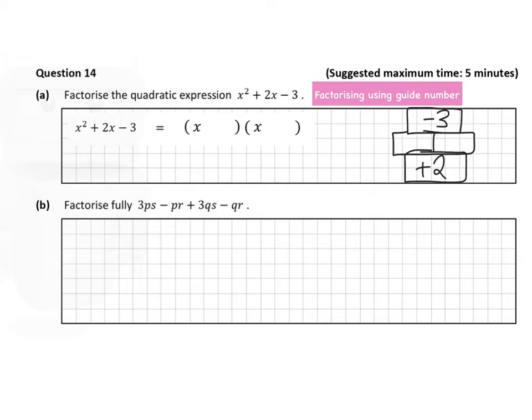Well, straight away, if we look at our minuses, we've got 3 by 1 is the only real factor. I need a +2 and I need a minus, so +3 minus 1, because 3 by -1 is -3, and 3 take away 1 is 2. So one of my x's is +3, and one of my x's is -1, apologies. Okay, so we've got a 3ps minus pr plus a 3qs minus qr.